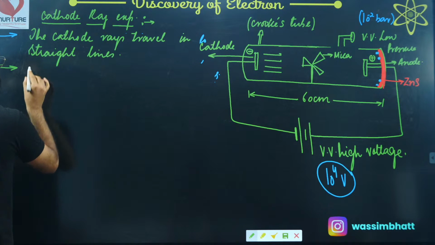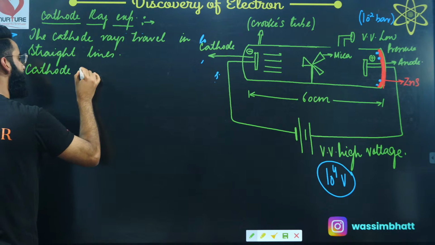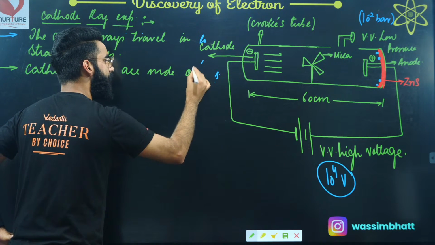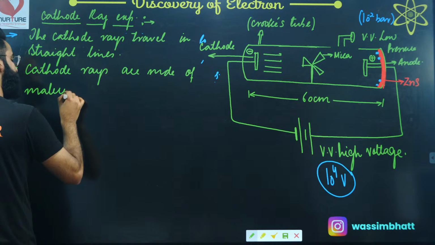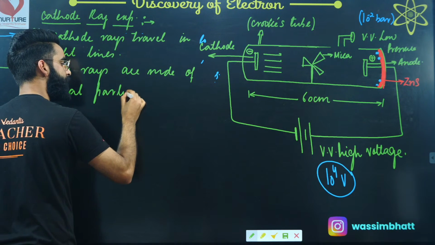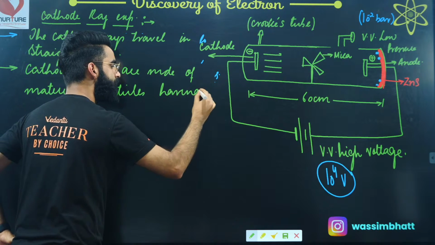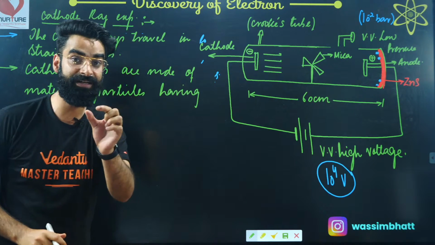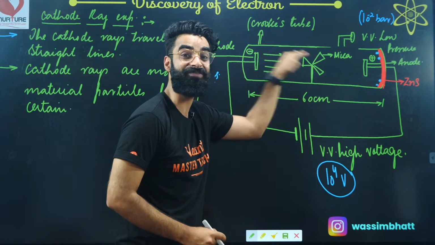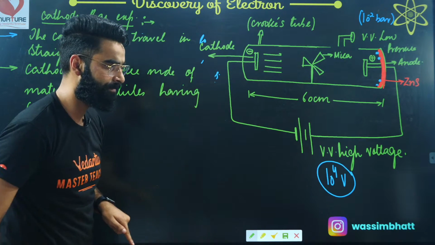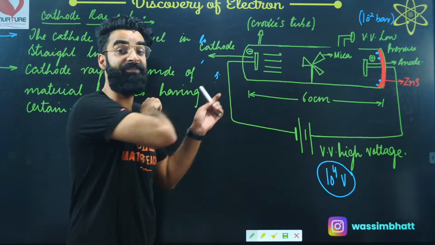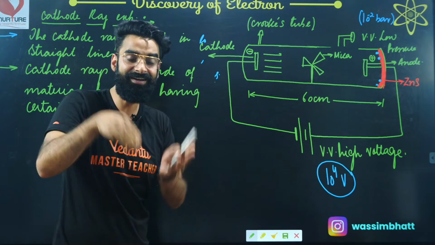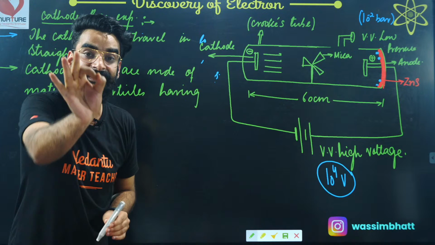He observed that the invisible rays, which he called cathode rays, are made up of some material particles having certain mass. So basically, the cathode rays are made up of material particles which have got some mass, and those particles are striking this paddle wheel and making it rotate. First, he observed some invisible rays are coming, which he called cathode rays. Second, these cathode rays travel in straight lines. Third, the cathode rays are made up of material particles which have got certain mass.